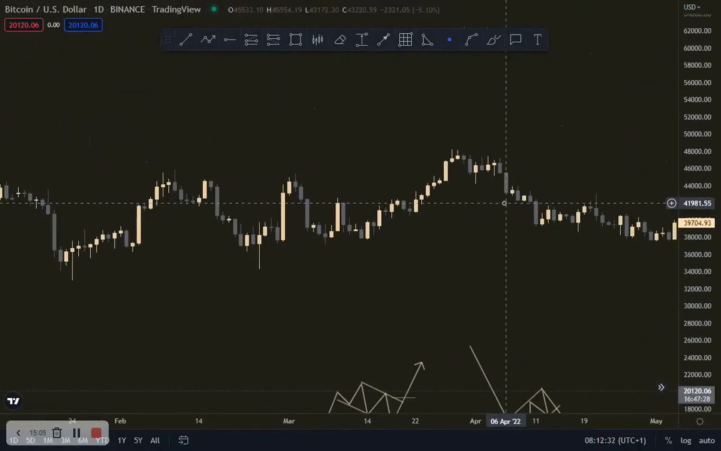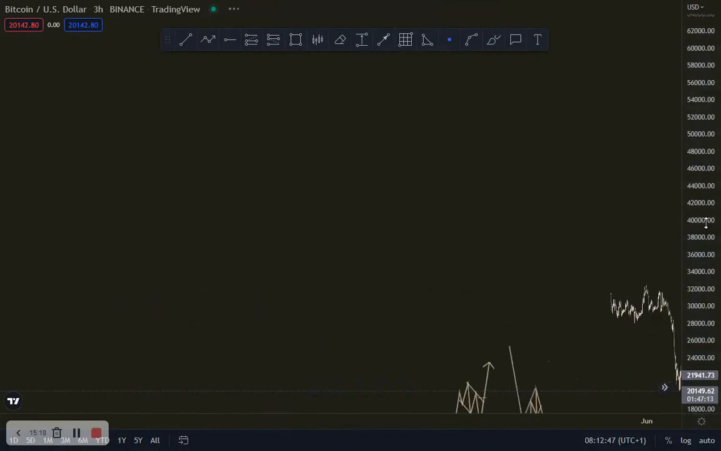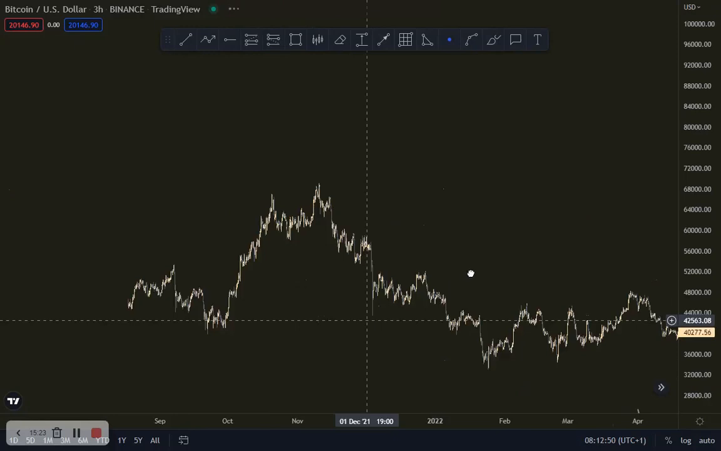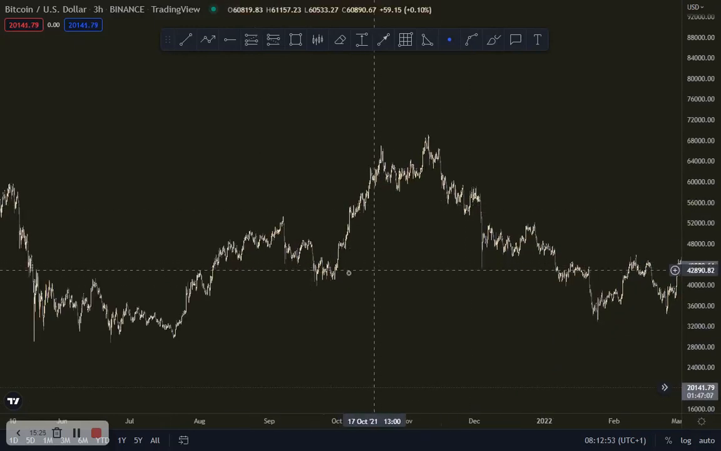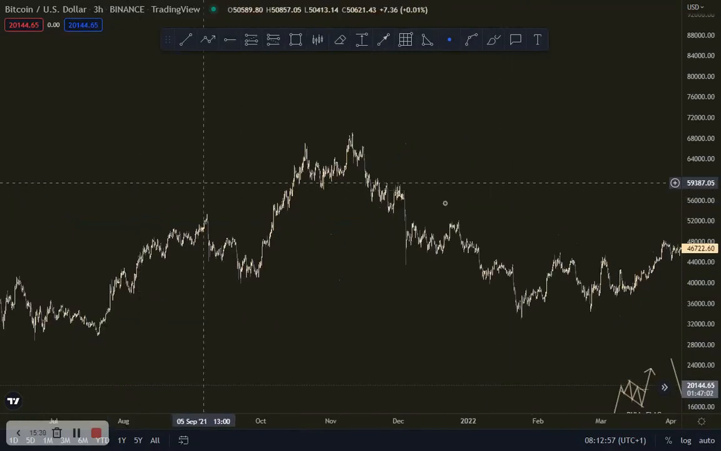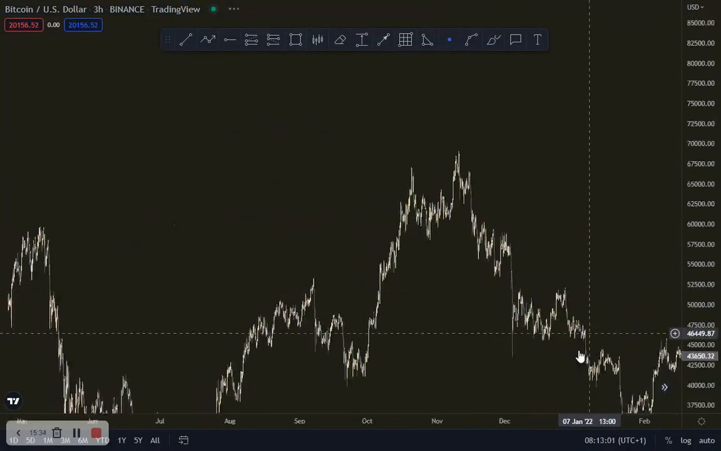So this is the daily time frame, right? Let's switch to a 3 hour time frame for a better understanding of price. This is the 3 hour time frame. What are we seeing here?